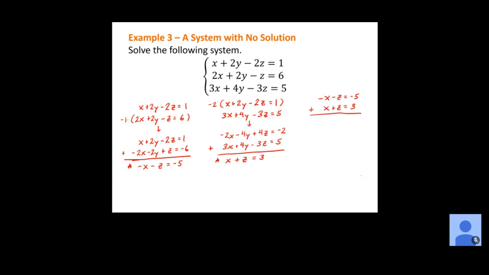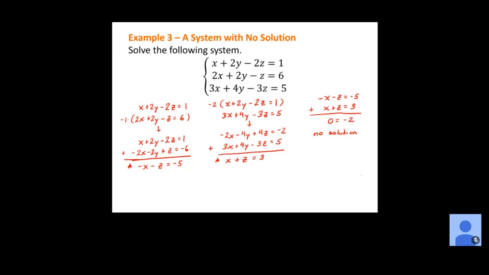Yeah, all the variables cancel out, and I just get 0 on the left. And then negative 5 plus 3 is going to give us negative 2. What does that mean? No solution. Good. So just like in the last section, if all of your variables cancel out and you get a statement that is not true, right, 0 is not equal to negative 2, at that point we can just say there is no solution to that system and we're done, right?